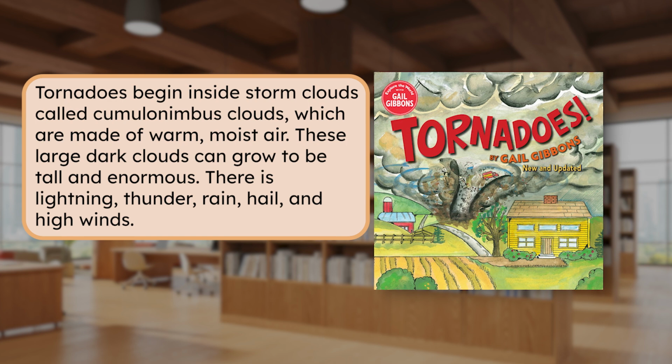Tornadoes begin inside storm clouds called cumulonimbus clouds, which are made of warm, moist air. These large, dark clouds can grow to be tall and enormous. There is lightning, thunder, rain, hail, and high winds.